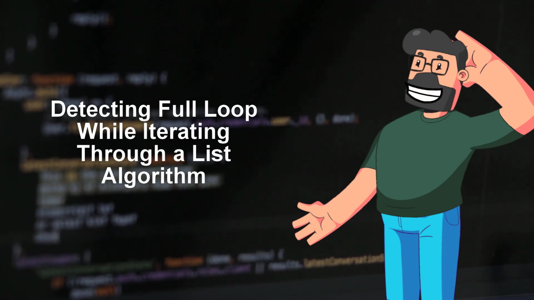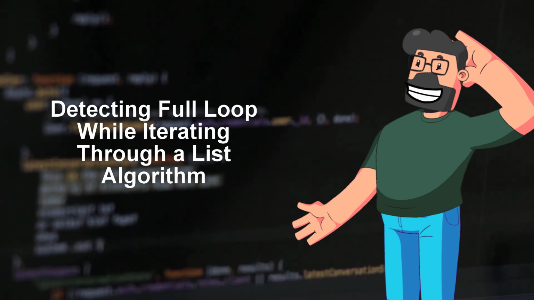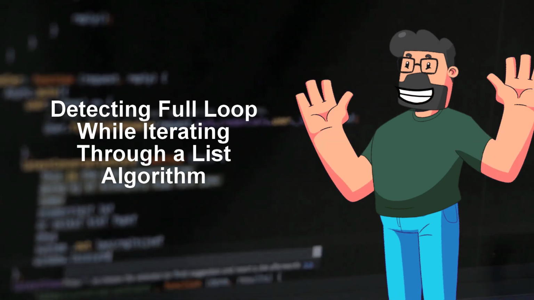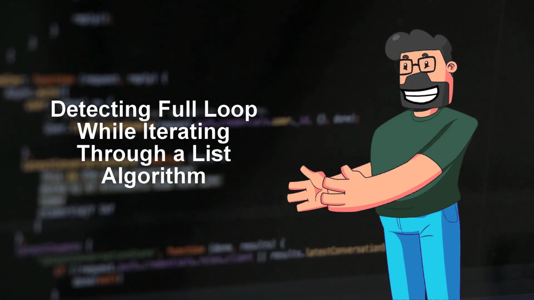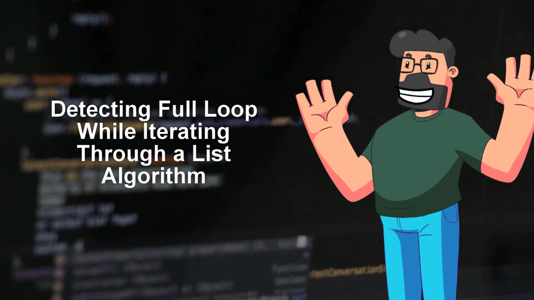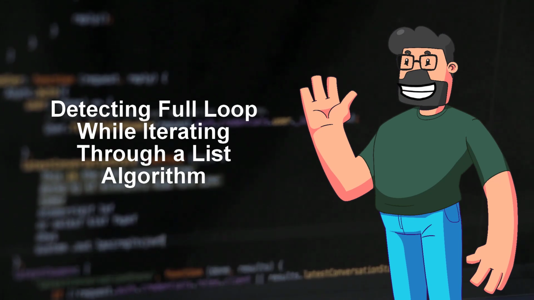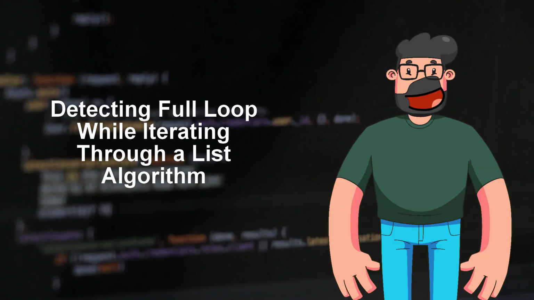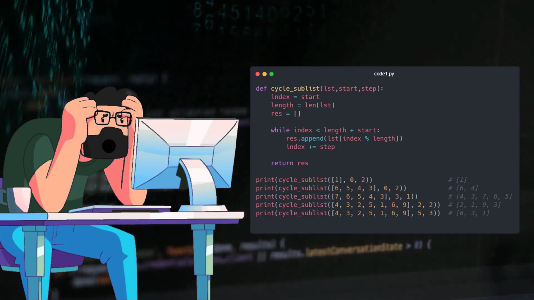The problem at hand involves creating a function called cycle_sublist that takes a list, a starting index, and a step value. The challenge is to iterate over the list, cycling through its elements until we reach the starting point again or cross it. Detecting when this cycle is complete can be a bit tricky, but fear not, we have a solution for that. Let's talk about the solution.